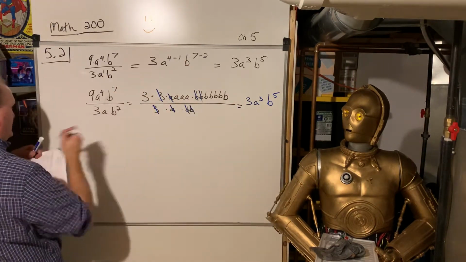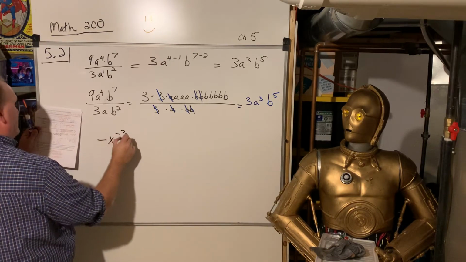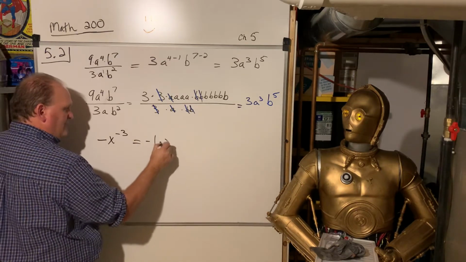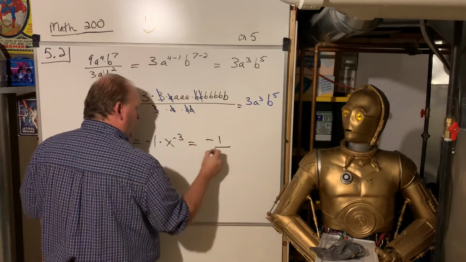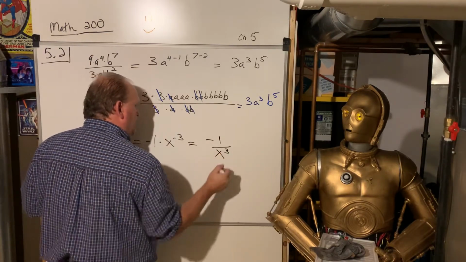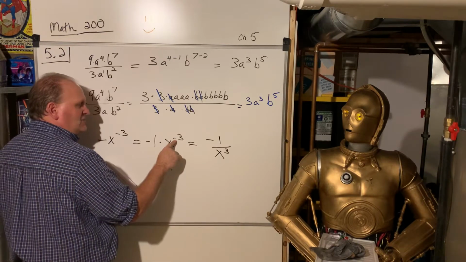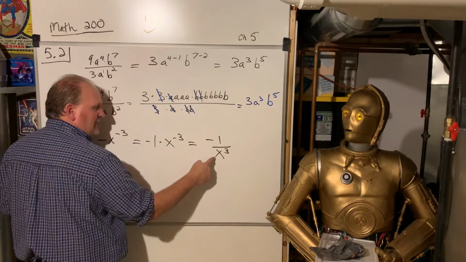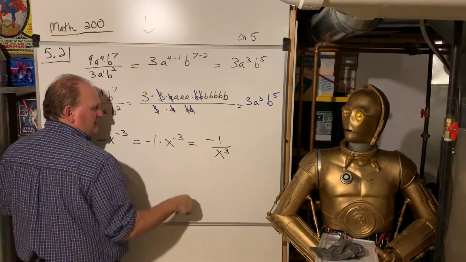And so that brings us to the next idea here. They have negative x to the negative 3rd. Well, what that means is negative 1 times x to the negative 3rd. What that means is negative 1 over x to the 3rd. When you have a negative exponent, all it does is it changes the position in the fraction. If it's negative in the numerator, it goes to the denominator and you make it positive. If it's negative in the denominator, you move it to the numerator and make it positive.